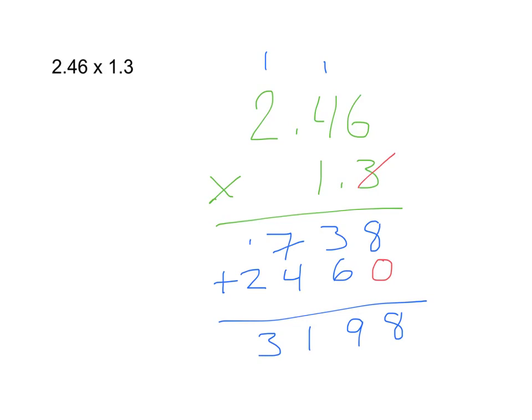Okay, so I'm going to estimate 2 and 46 hundredths is close to 2. 1 and 3/10 is close to 1. So my solution is going to be close to 2. So it wouldn't make sense for me to have 31 and 98 hundredths or 319 and 8/10. It would make sense for me to have 3 and 198 thousandths. Again, if I look at it, I have 1, 2, 3 digits following a decimal. I have 1, 2, 3 digits following the decimal.